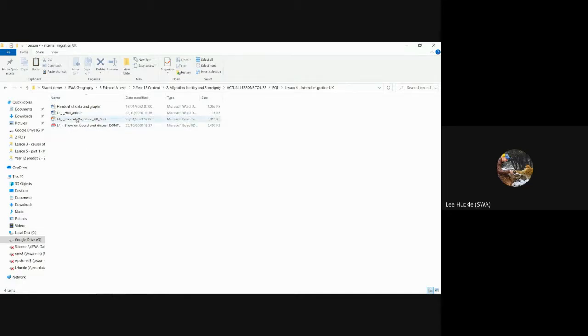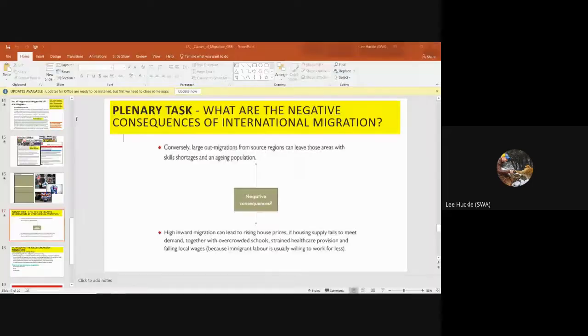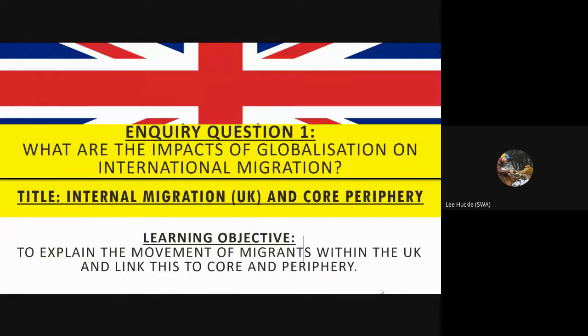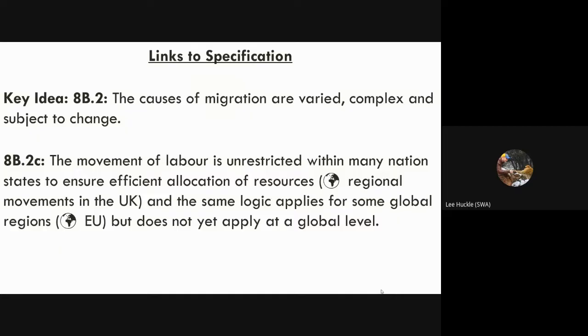Now here was where we had some superb synoptic links back to the diverse places in the globalization unit. So the outcome here was to explain the movement of migrants internally within the UK, and link this to something called the core periphery model, which I introduced early to many of you in the superpowers unit. There's a link to the specs again, if you want to pause.